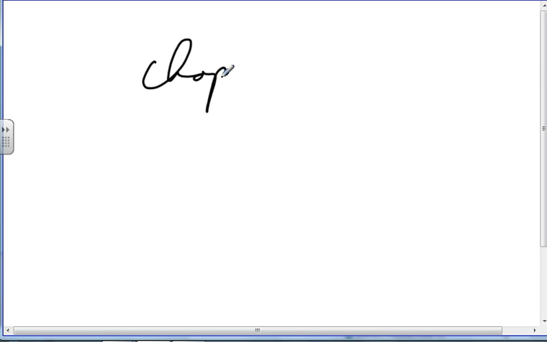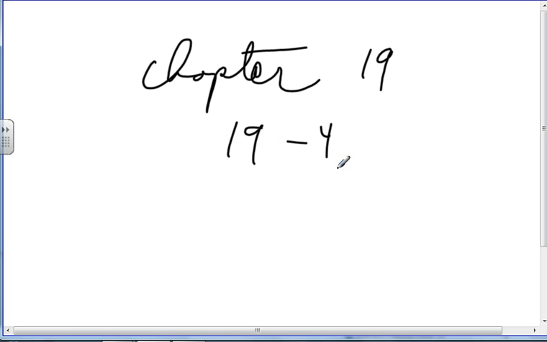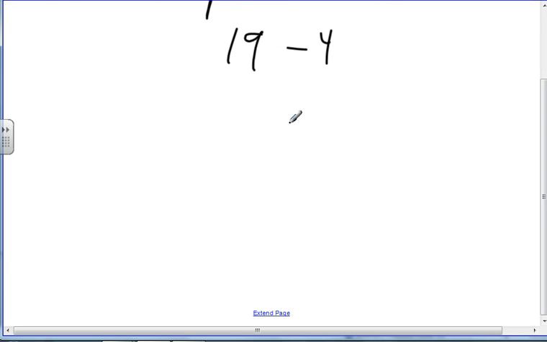Okay, so we're in chapter 19 and section 19.4. Unlike in other sections, we have some theory. So with the sample deviation, we could have a curve that has a normal deviation.